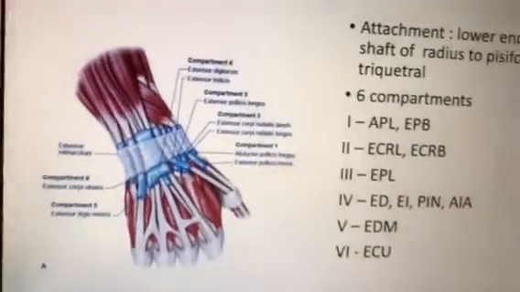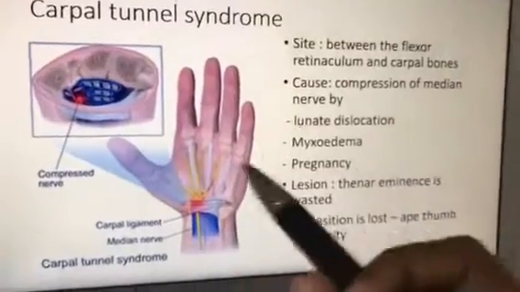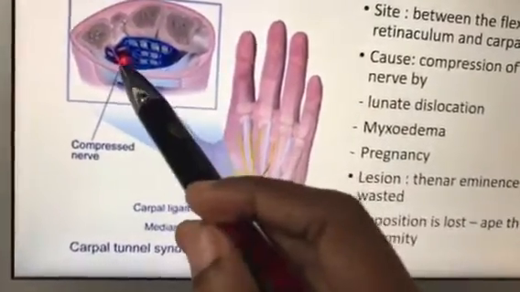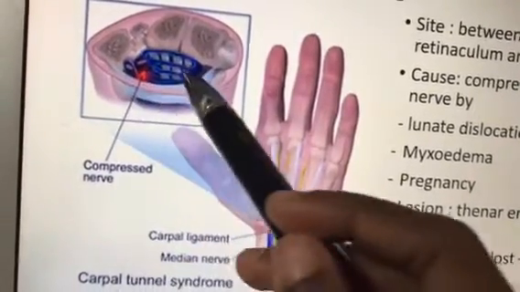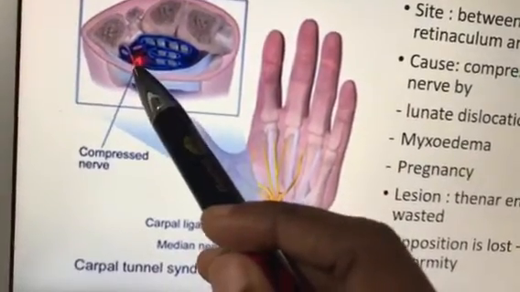That's all about the extensor retinaculum. And the next is carpal tunnel syndrome. So the tunnel between the carpal bones and the flexor retinaculum. Most importantly, you have the median nerve here. So flexor pollicis longus tendon is here and the digitorum tendons are here. In between, the nerve is there.